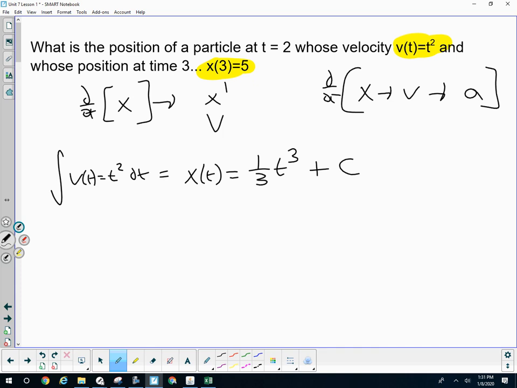x of 3 is 5. This is just like unit 6. I gave you f prime. Tell me what f of 2 is, if I give you f of 1 is 4. x of 3 is 5. Plug in 3 for t. Set it equal to 5.